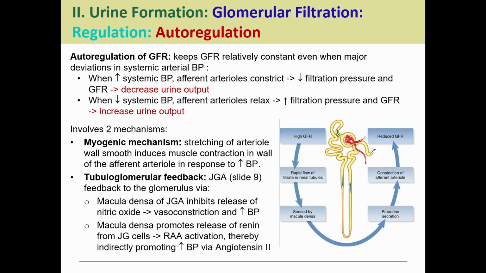And so if the systemic blood pressure is really high, afferent arterioles will constrict to lower the filtration pressure. If the blood pressure is really low, afferent arterioles relax so that more can flow through. So increase that pressure, increase that GFR, which increases our urine output.